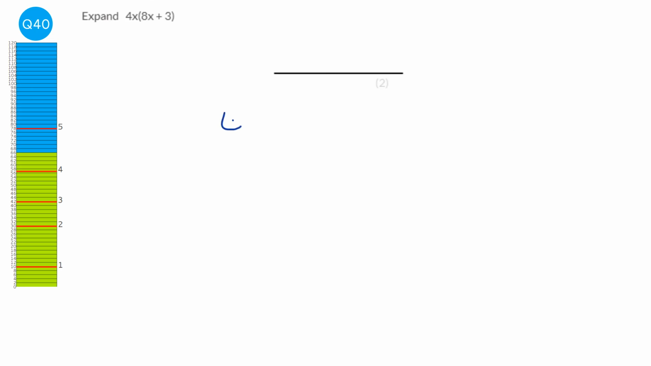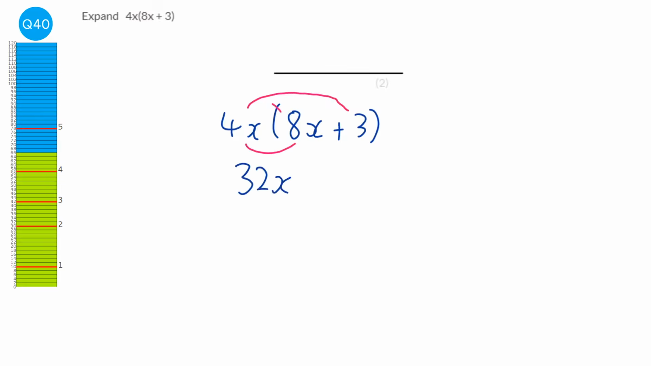I'm going to write this out just a bit bigger so we can see what's going on. There are loads of different methods for expanding brackets. I'm going to use smile and rainbows. So smile there, rainbow there, and I always put a little notch here to remind me to times it. So we're going to do 4 times 8, which is 32, and x times x, which is x squared. Then we're going to do 4 times 3, which is 12, and x is just there. So when we expand that, we get 32x squared plus 12x.